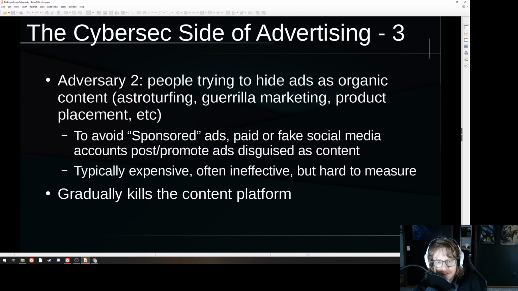To avoid sponsored content labels, paid or fake social media accounts post or promote their advertisements disguised as regular content. This is typically very expensive to do. You've got to pay an agency to do it, or pay some people a salary. They probably have to be native English speakers to pull it off with anything remotely looking successful. So it's not a cheap thing to do. It's difficult to ascertain the cost, but this kind of astroturfing is expensive. If you're doing it on social media, you've got to either hire somebody or buy some accounts to look trustworthy.